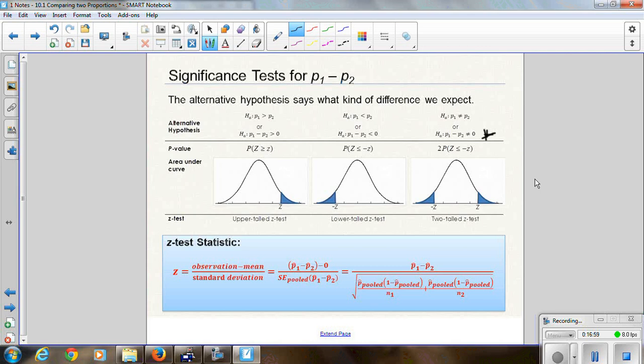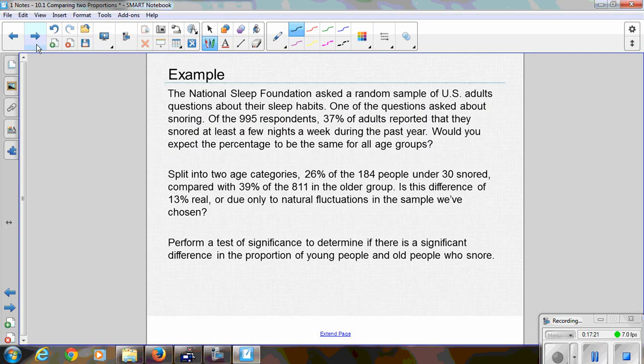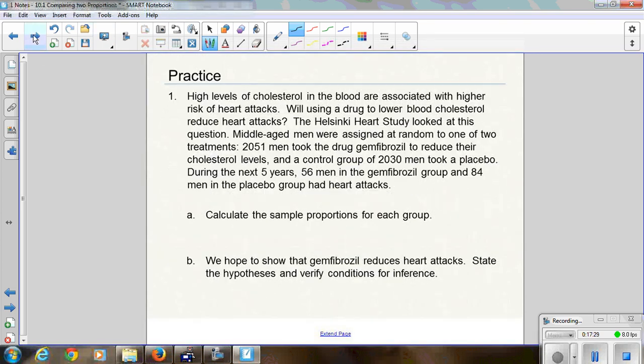But let's actually just go ahead and do this. I'm going to actually skip this sleep foundation problem because it's a lot more challenging because of the way it's presented. It's also a 2-tailed test. And I'm going to jump right into the first practice problem. And so it says, high levels of cholesterol in the blood are associated with higher risk of heart attacks. Will using a drug to lower blood cholesterol reduce heart attacks? Well, the Helsinki Heart Study looked at this question.